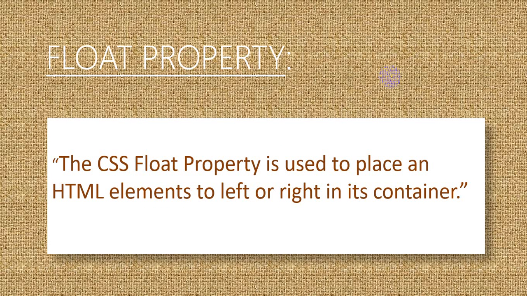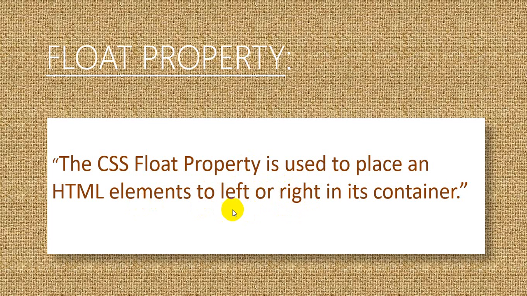So let's have a look at the simplest definition of the float property. The CSS float property is used to place an HTML element to the left or right. Just try to understand. By using the float property, you can move or float any HTML element, any HTML tag, or any container tag like the div tag, or any image. Any HTML element you can move or float.